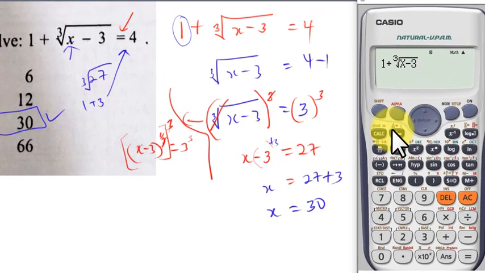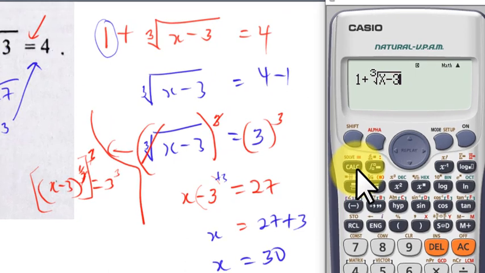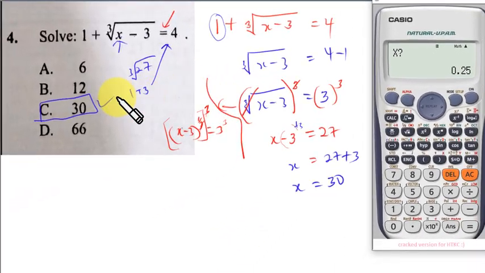Yes, so I'll press on the CALC, that is calculate. I'll be asked to enter the value of x. Now 0.25 is a recent answer in memory, something that I've done in the past, so don't care about that. So I'm going to try 6. I'll put 6 in here, then I'll press on the equal sign. I get 2.44, and so on. I don't get 4, so that is not the correct answer.